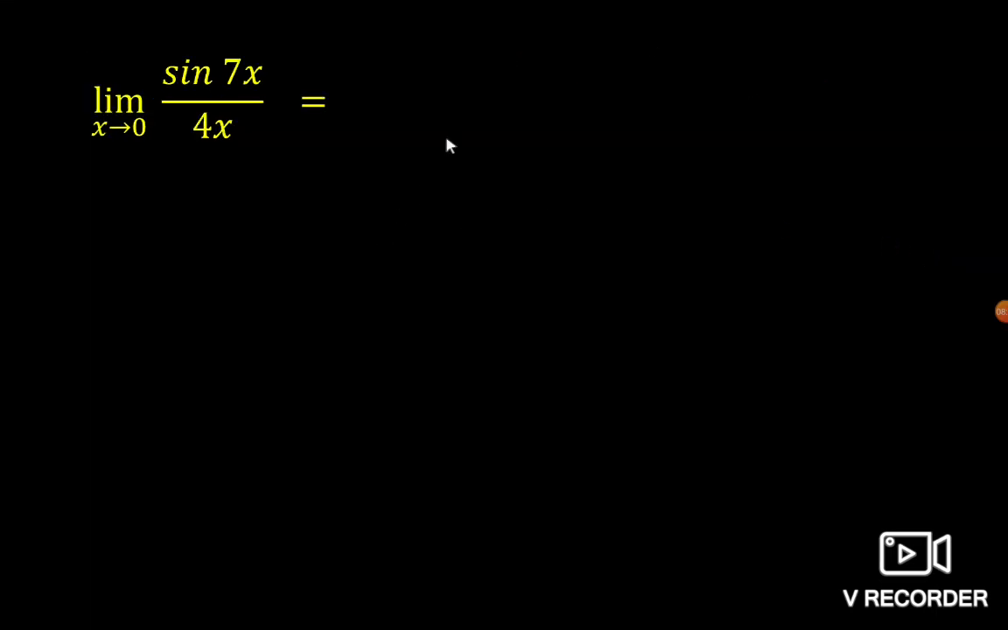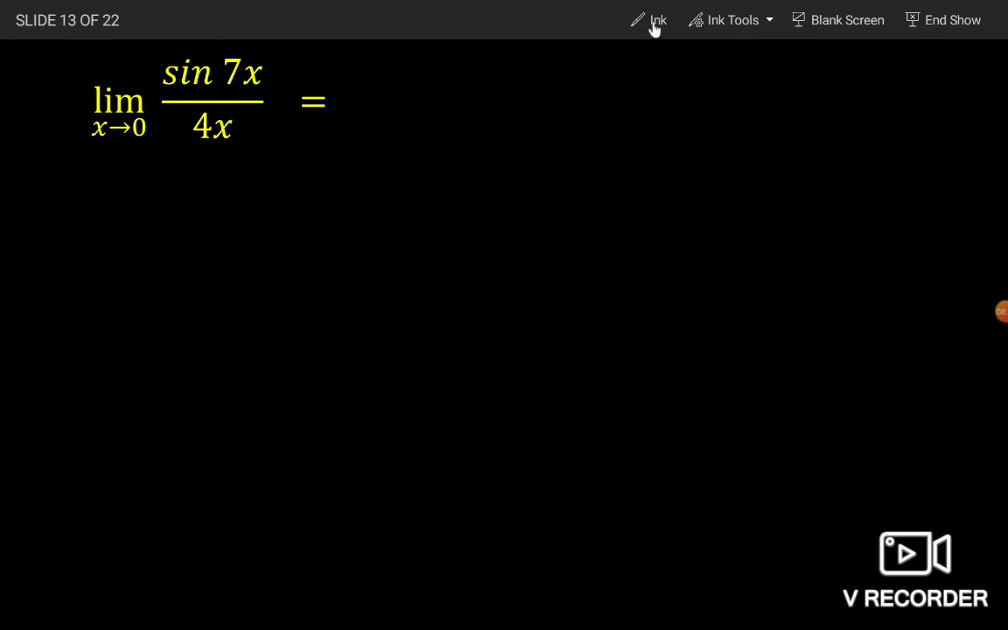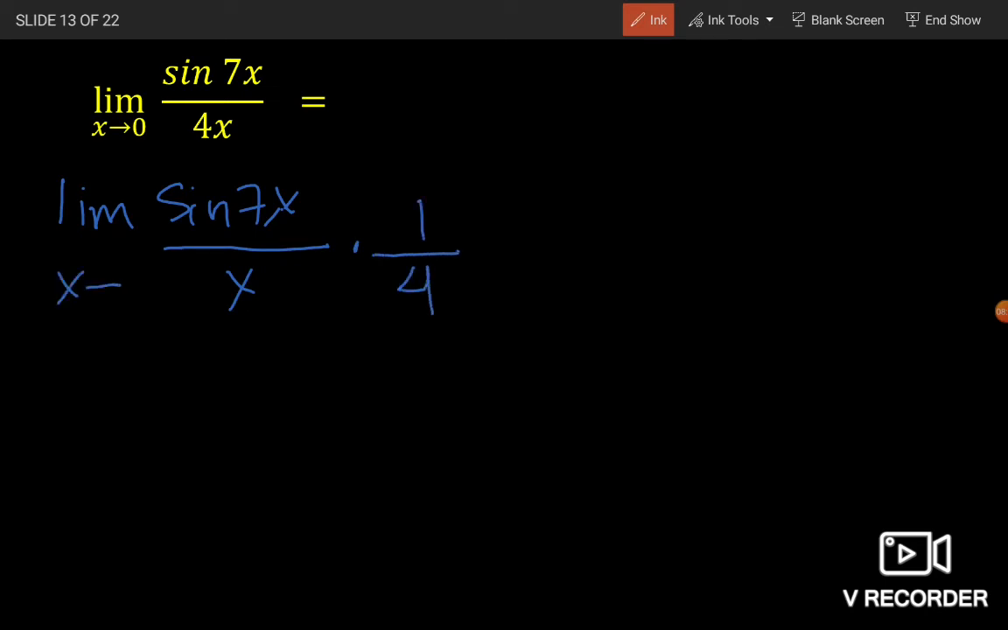Now let's have another example here. The limit of sine 7x over 4x as x approaches 0 is equal to a certain value, which we're going to find out. So let's express this as the limit of sine 7x over x multiplied by 1 over 4 as x approaches 0.